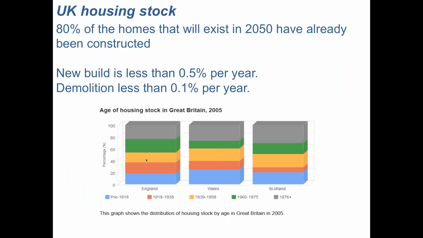80% of the homes that will exist in 2050 have already been constructed, so we're told. New build is less than 0.5% per year, demolition around about 1% a year. So we have an aged housing stock in the UK, with something like 75% older than 1976. And I mention that because it's when building regs really started to look at energy. So we have quite an old housing stock. Many of our houses are still pre-1918.